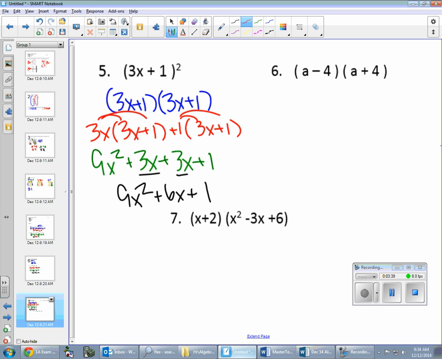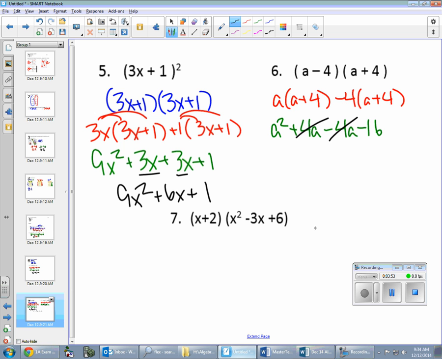Number 6 is a special case. When you distribute a into a plus 4 and negative 4 into a plus 4, what ends up happening is you have a squared plus 4a minus 4a minus 16. And if you'll notice, these are opposites, so they cancel out. If I give you a squared minus 16, we call that a difference of two squares. And to factor it, you go the other way, basically. But when we're simplifying, the middle terms cancel out.